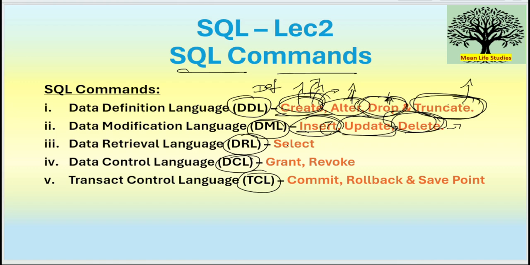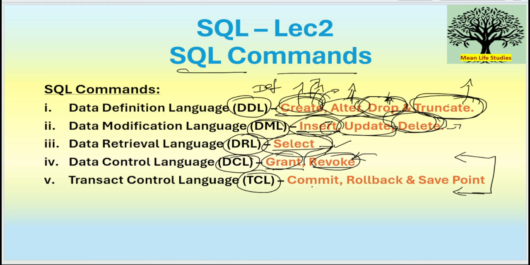Okay, next, data retrieval language. See, the select command we will be using, I mean to retrieve all data as per our requirements, we will be using DRL, I mean the select command. Next, these two are mostly inclined towards database admins or SQL developers. I mean, data control language is giving access, that is grant, and taking access from the users, that is revoke. Grant and revoke.